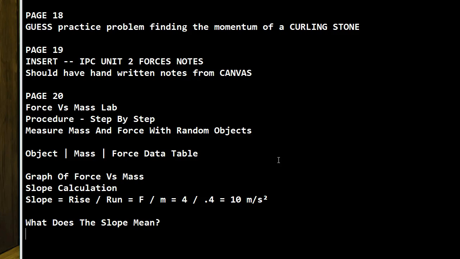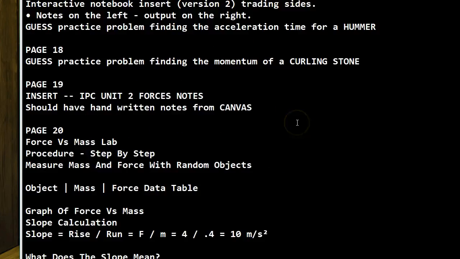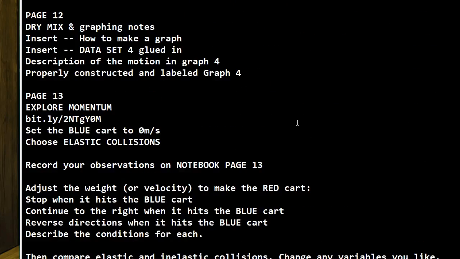You should have a number around 9.8, and I heard numbers that ranged from 3 to about 11. If you're around 8, 9, 10, or 11, you did really, really good on your graphing. If you got 3, we need to talk. You're probably just counting the squares and ignoring your scales, and that can cause trouble. So that's page 20, and that'll be what I potentially check.